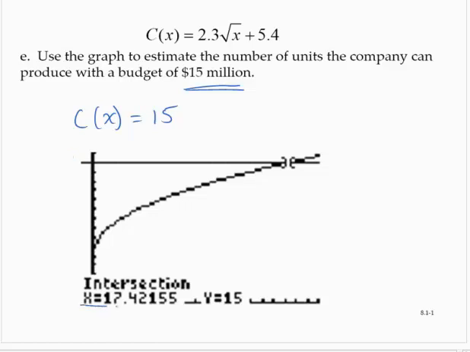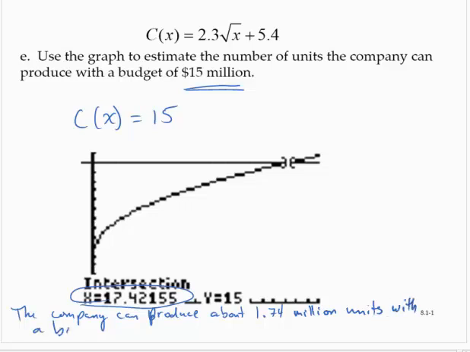So going with that x value of the intersection, what that tells me is the company can produce 17.4 hundred thousands, so about 1.74 million units with a budget of $15 million.